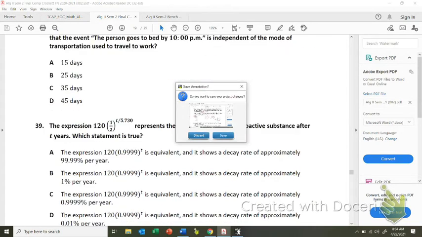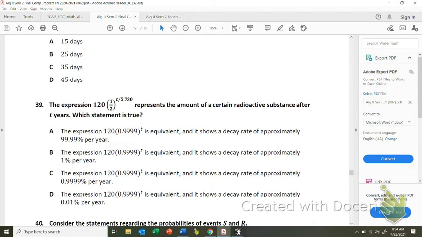All right, 39. 39 is one of those problems where you do not need all this. The expression 120 times 1/2 to the power of t divided by 5,730 represents a certain radioactive substance after 2 years. Oh, that literally has nothing to do with it. So we just mark this out. We're trying to figure out which one's true. When we are decaying, we're going where? Down. We're going down.